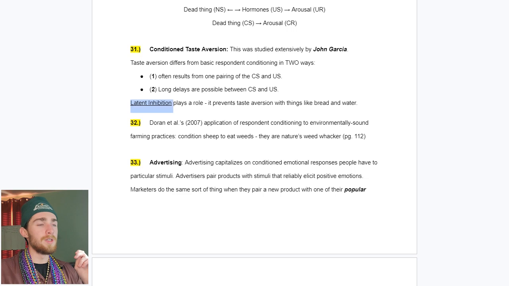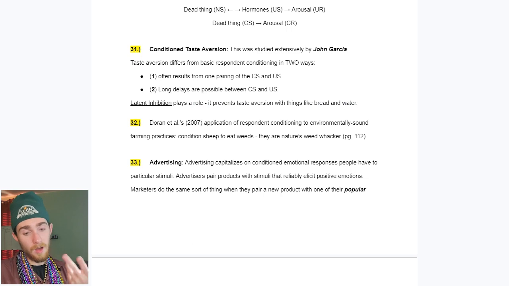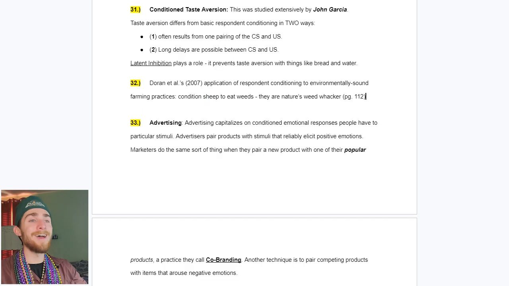Latent inhibition does play a role. Latent inhibition prevents taste aversion with things like bread and water, because remember, bread and water are not truly neutral stimuli. We've had too many experiences with them for them to ever be truly neutral stimuli that we can grow sick of. We don't grow sick of them at all because of latent inhibition. Oh yeah. Okay, so Dorrance et al.'s study on sheep. You can condition sheep to mow your lawn for you. Sheep are nature's weed whacker.